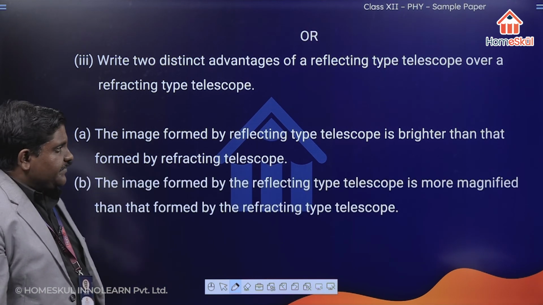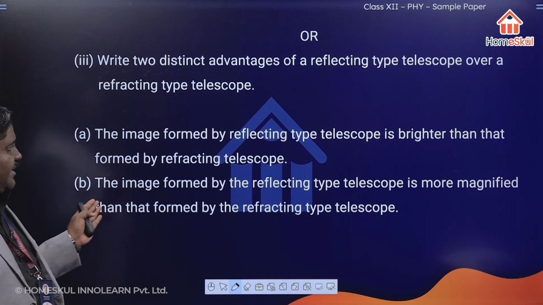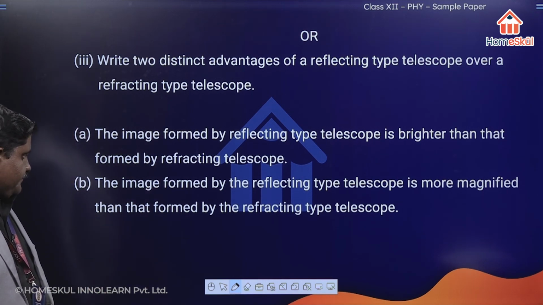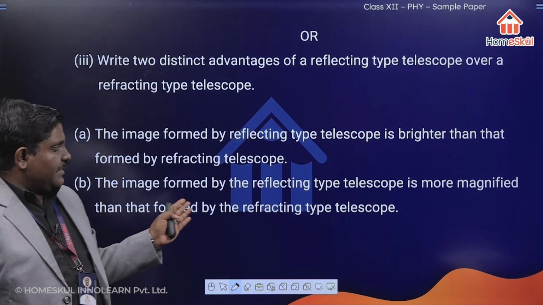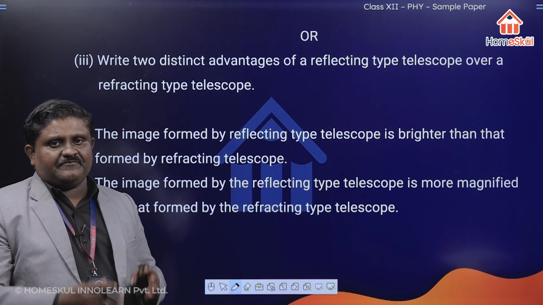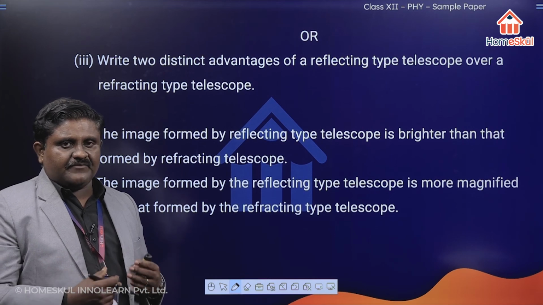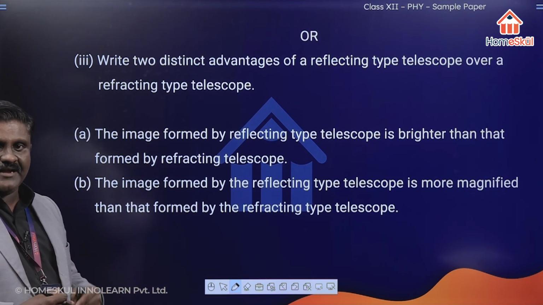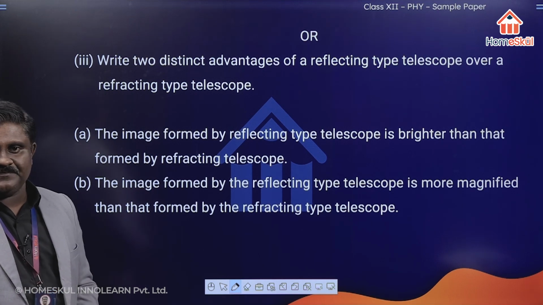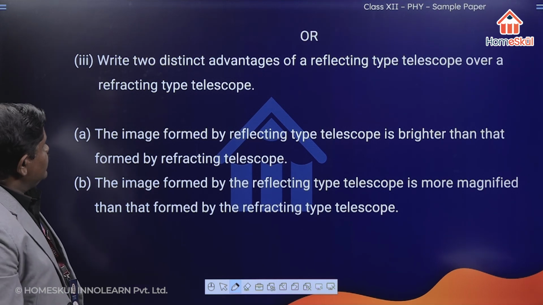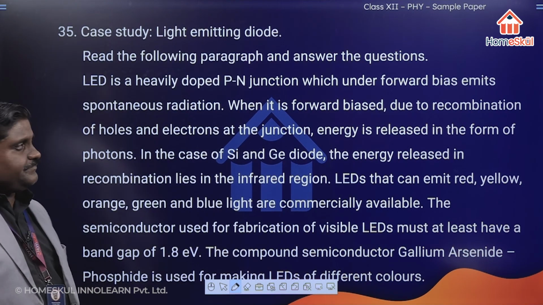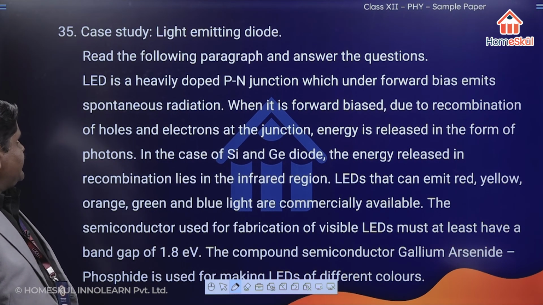The second one is the image formed by the reflecting type telescope is more magnified than that formed by the refracting type. That means we get the image from the reflecting type telescope which is more magnified than the refracting type telescope. Clear?